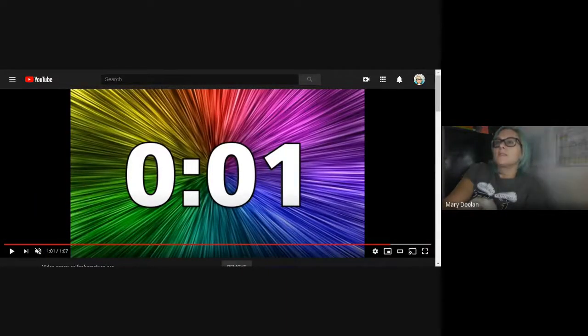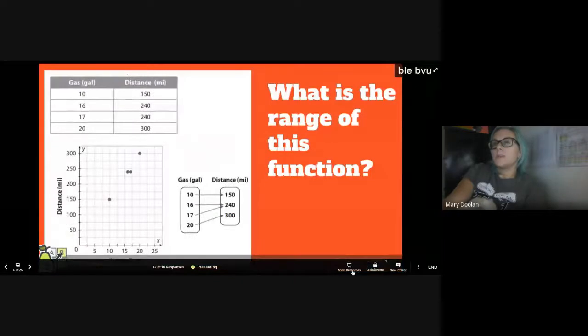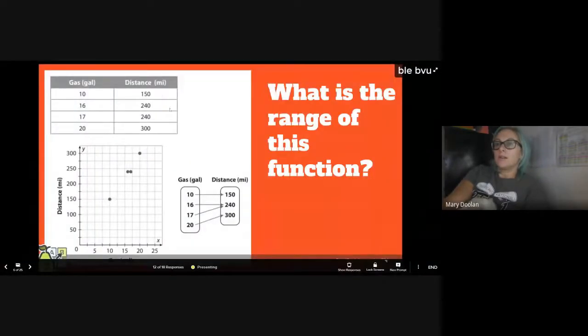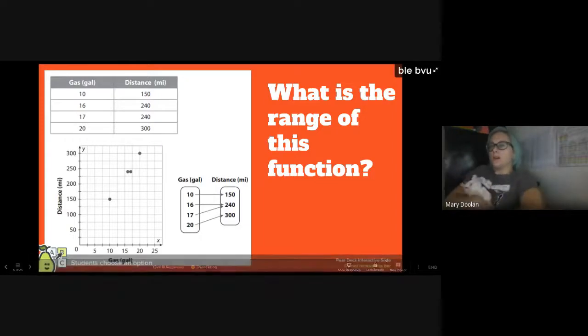Alrighty, so let's see what you guys came up with. Most of you picked B: 150, 240, and 300. And that's correct. So we look in the table: 150, 240, 240, 300. When you're listing out the range or the domain, if you have a repeated value, you don't need to repeat that value. You would just write it one time.